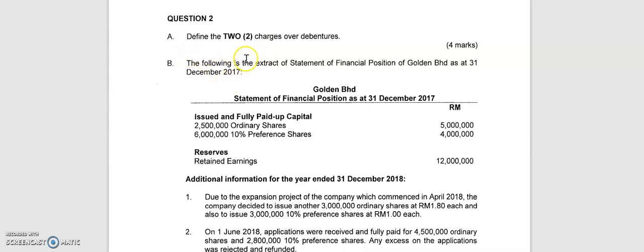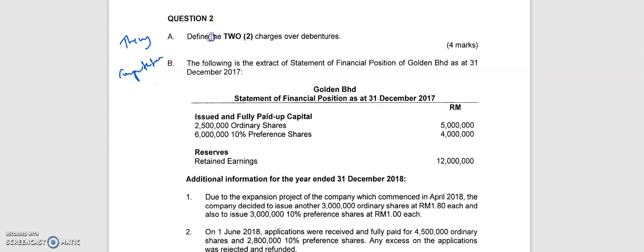Alright, again, the format for question 2 is similar as question 1. So you have two main questions. A is for the theory part, B for the computation part. Okay, let us look at the theory part. A, you are required to define two charges over debenture.